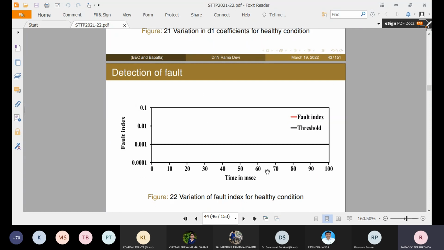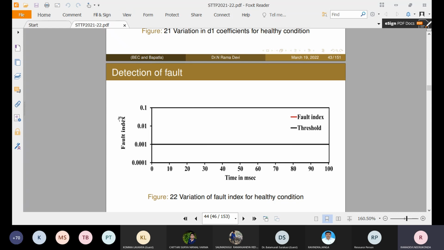So the detection algorithm always checks the fault index against the predefined threshold. This is the threshold value. The fixing of the threshold is based on various studies performed on the design model, with the peak values of the fault conditions and the peak values of the healthy conditions. In between those, we consider a threshold value. Based on that, this is our defined threshold.